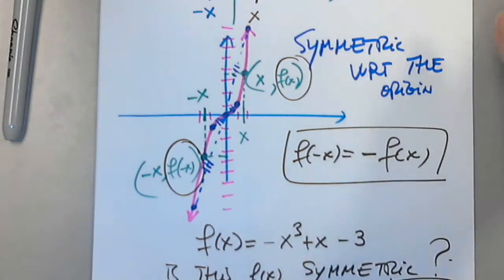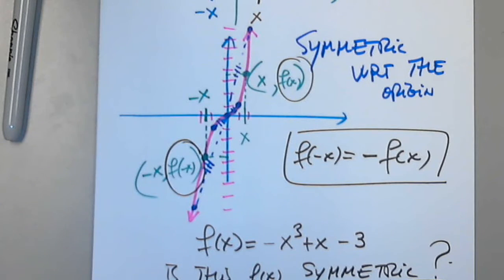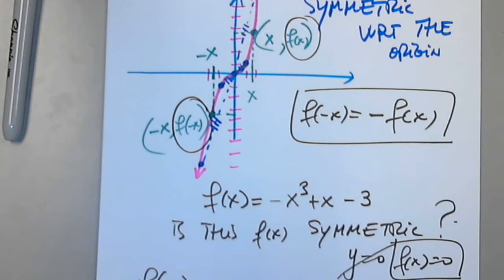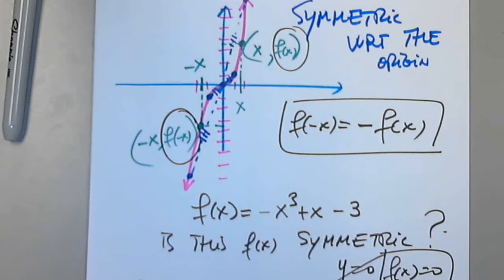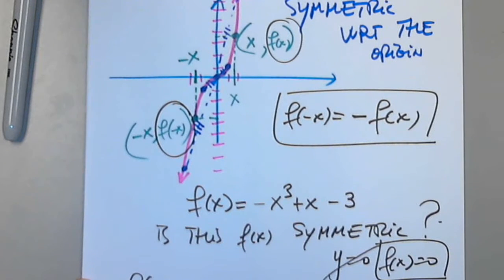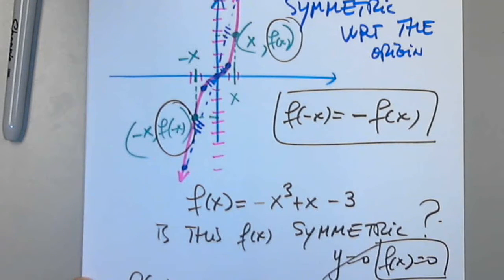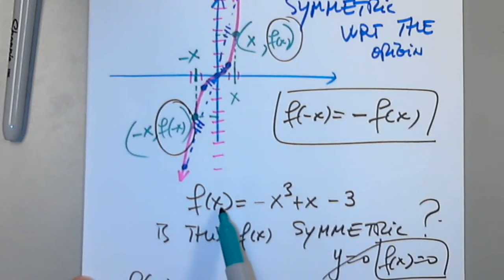Very good. So how do I find f of negative x? I look at the function. The function says f of the variable is minus the variable cubed plus the variable minus 3. How do I find f of negative x? What do I have to do? You pick a value for x, but the negative. No, I just replace it.